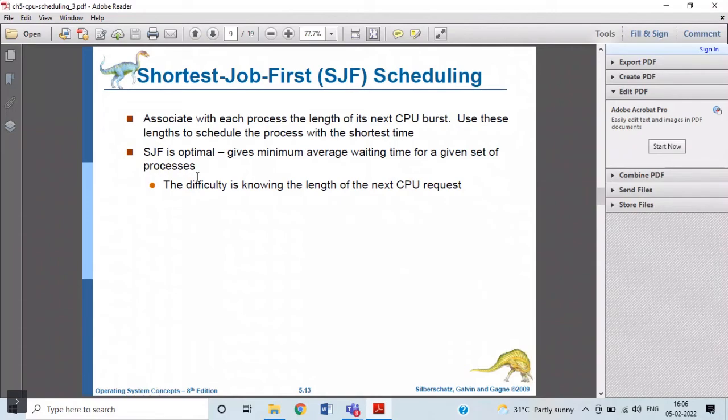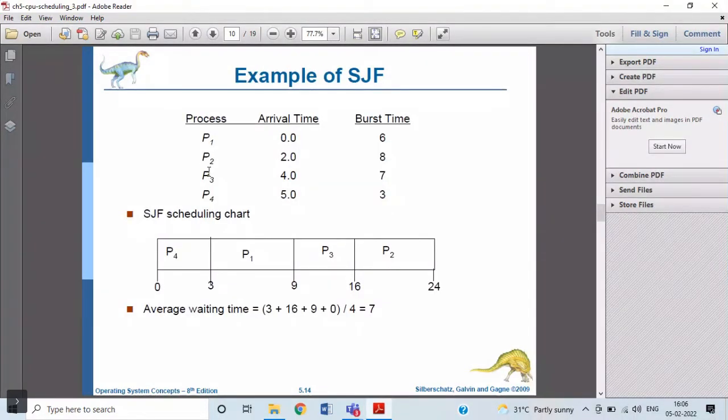For example, here are the processes, the arrival times, and the burst times. Burst time, as I said already, is the process execution time. Here is the shortest job scheduling chart. We first see the burst time, which process will take very little time. Among these processes, P4 has the smallest burst time. That is why P4 will be executed first.